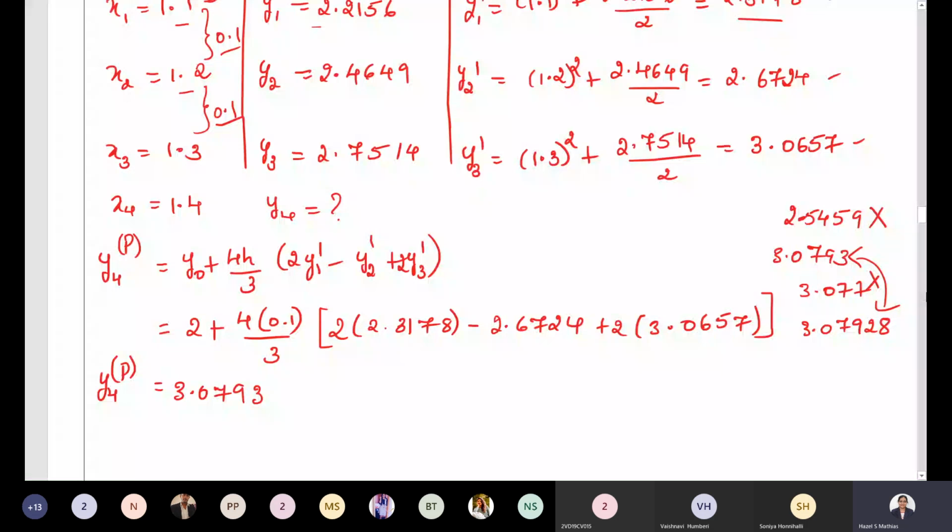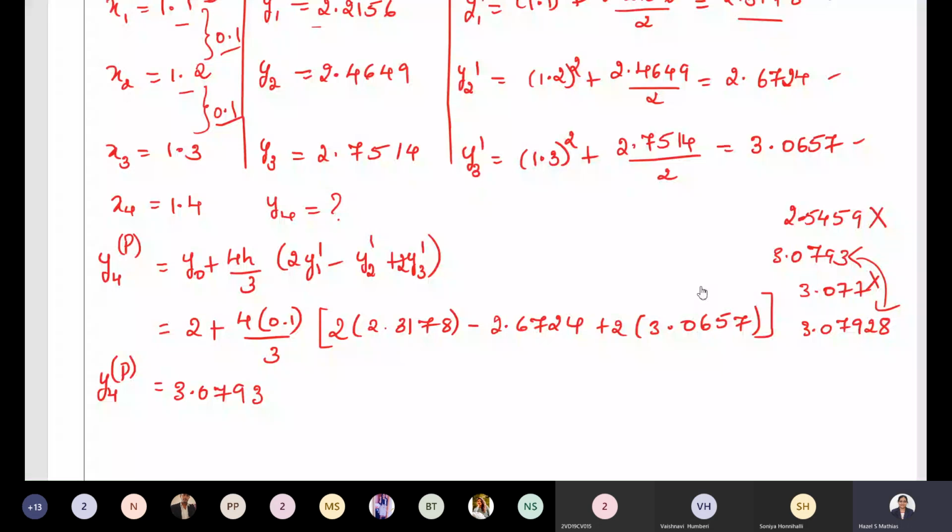Anybody, any difficulty? I repeat again, use that calculator properly so that you will be able to get the answer quickly, or else simply the time will be wasted. Shall we continue? Yes, ma'am. Okay, so we have got the predicted value.